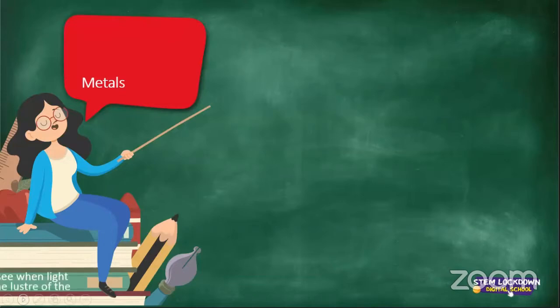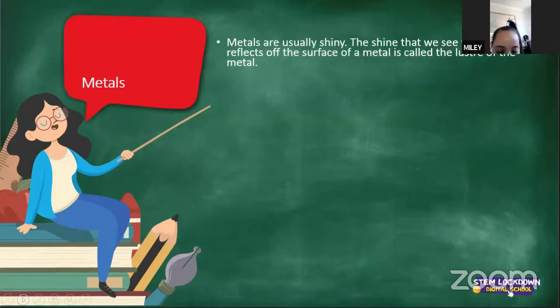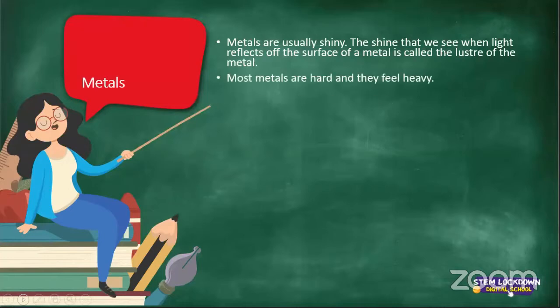Okay, so we have metals, the characteristics and the properties of metals. They are usually shiny. When you see the light reflect off the surface of the metal, it is called luster. So the surface of the metal when it shines is called luster. Then most metals are hard and they feel heavy. So one of the properties and characteristics of metals is that they are hard and they feel heavy.